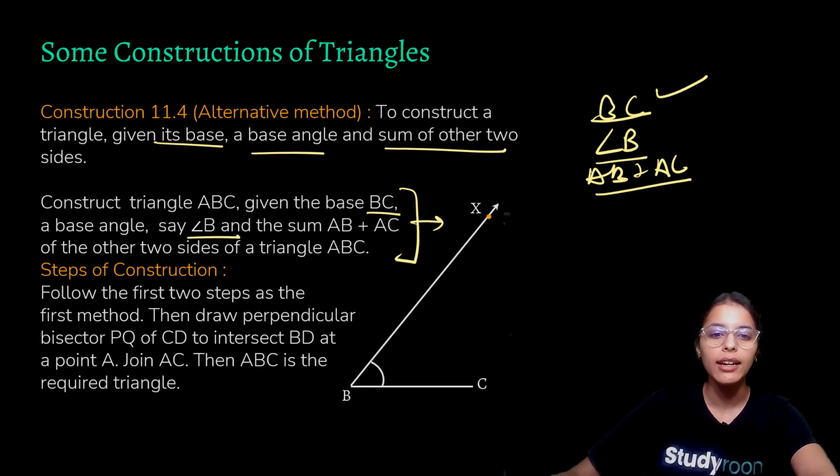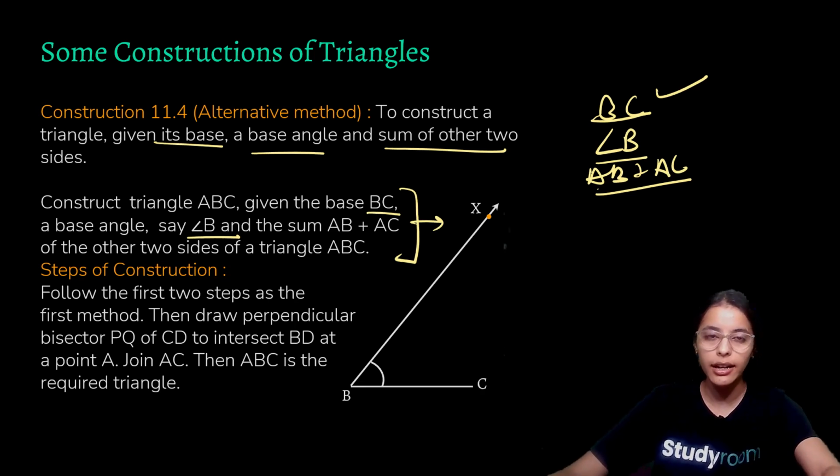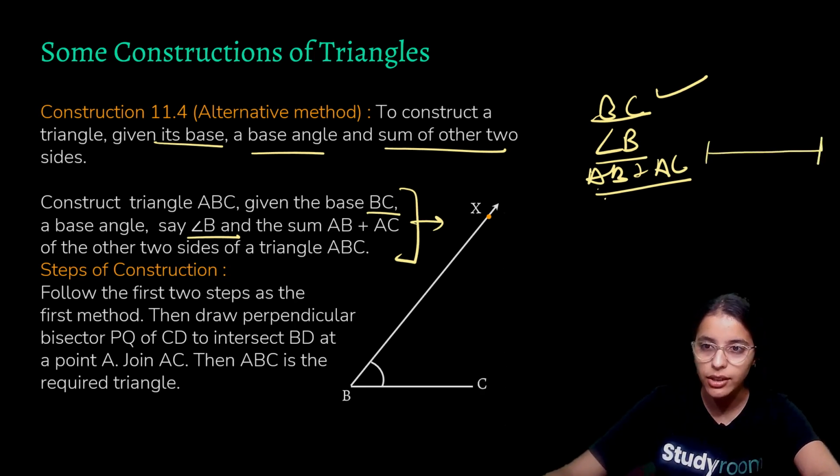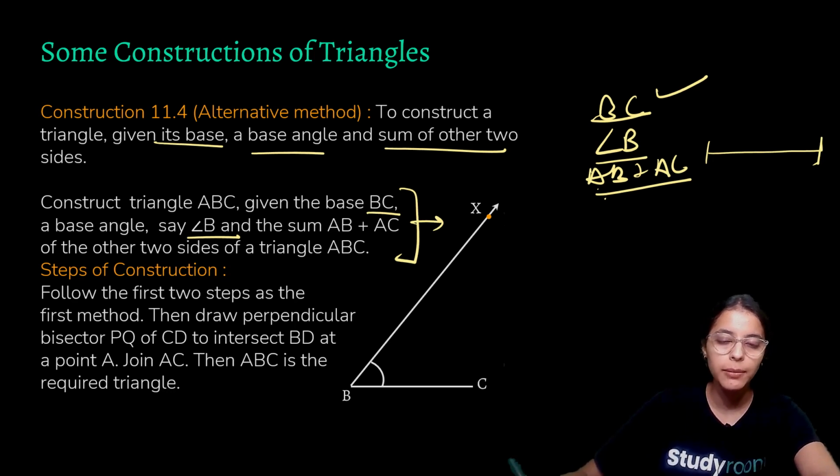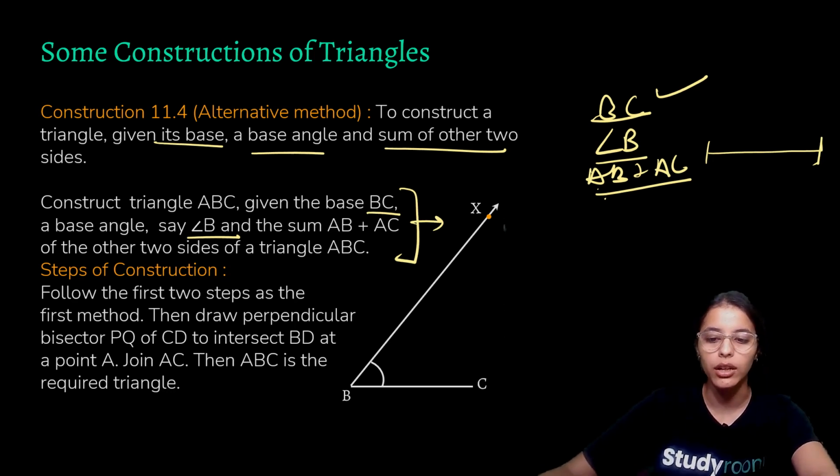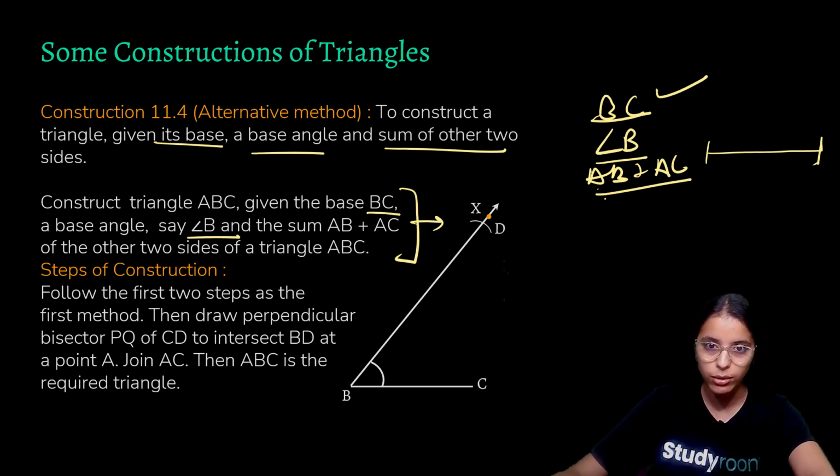After making it, let us use a compass to measure the length AB plus AC. Till now it is the same as what was done in the previous question. So we'll just measure the length and keep it as the radius of the compass. Put the needle at B and intersect it over here. The point where it intersects, let us mark it as D. And now join DC. Till now it has been the same, but now comes the different part.